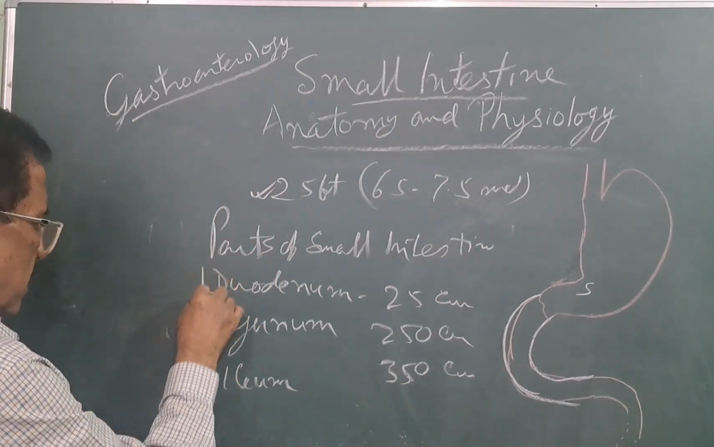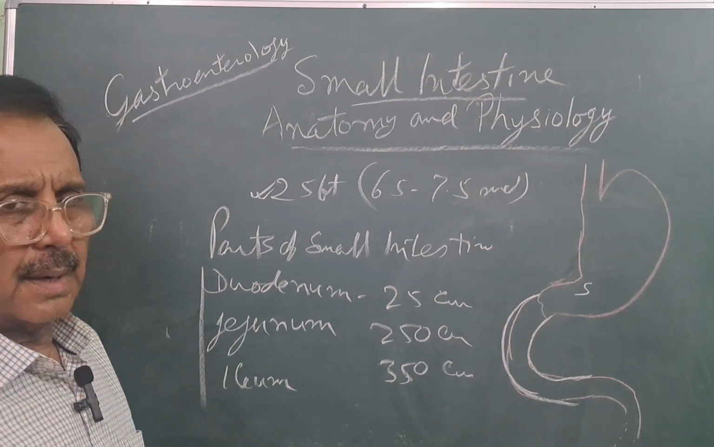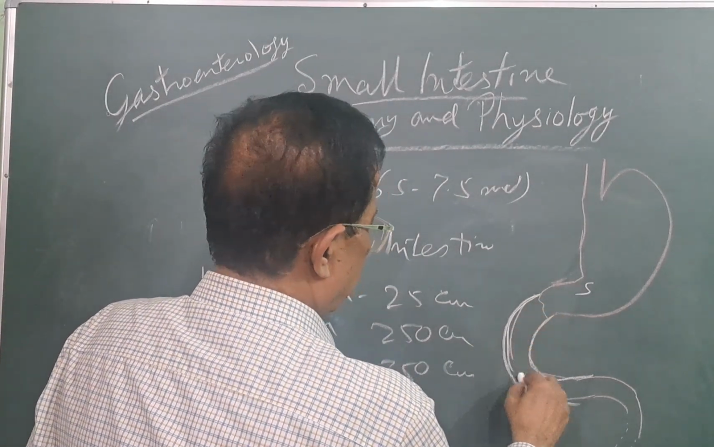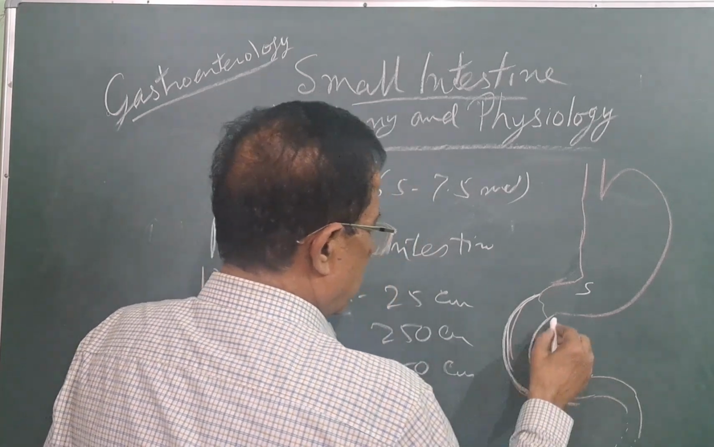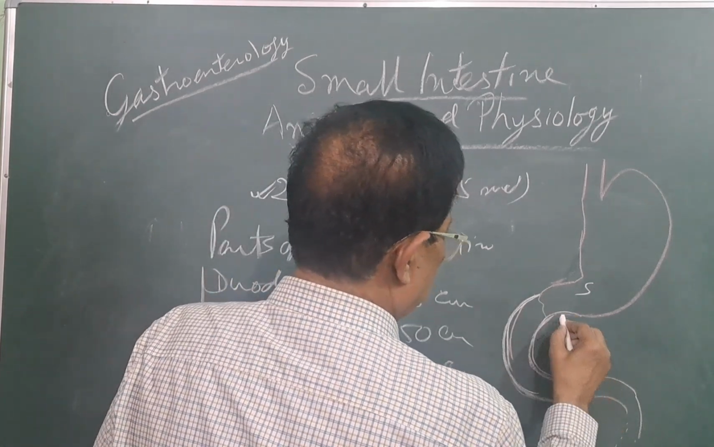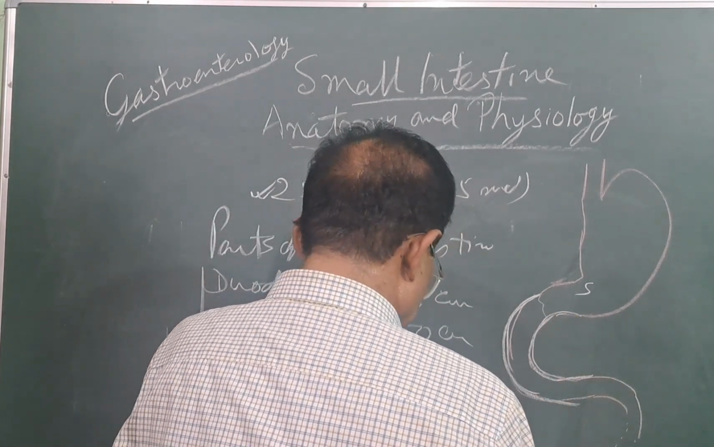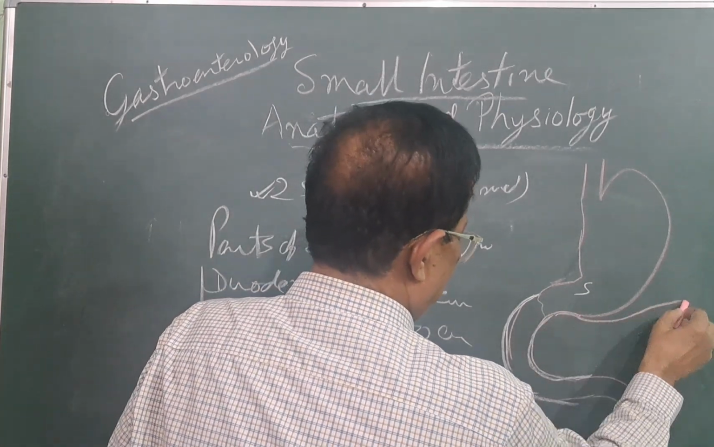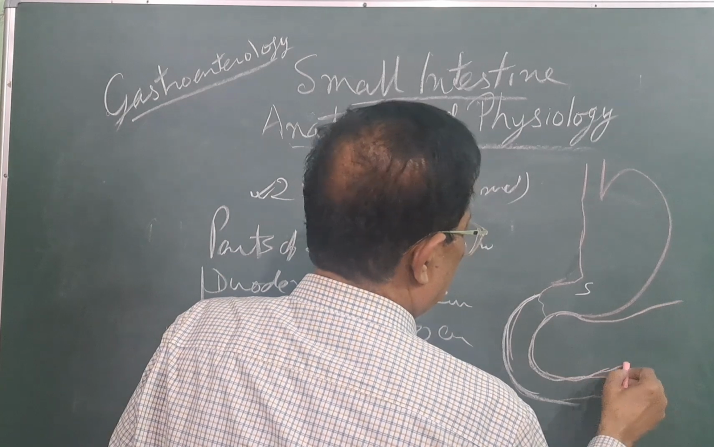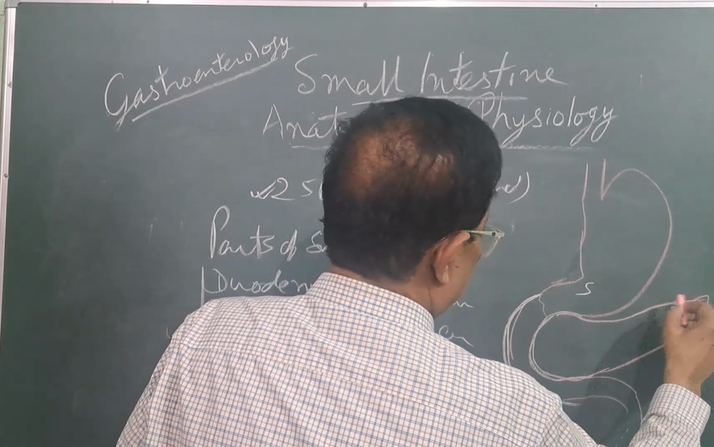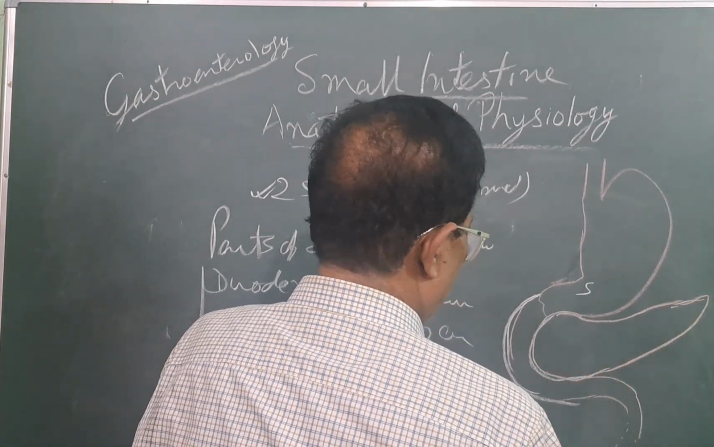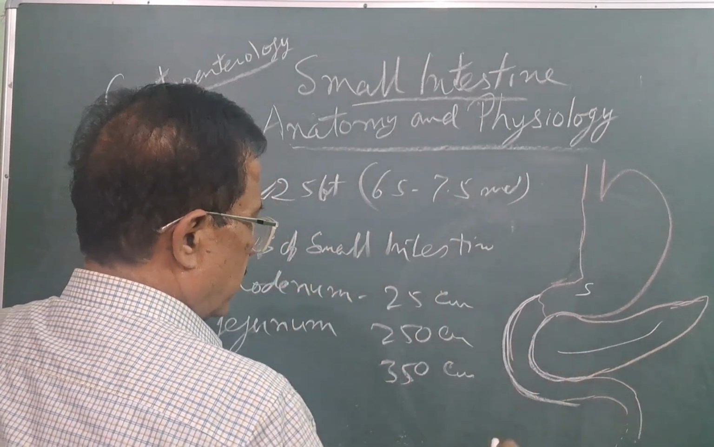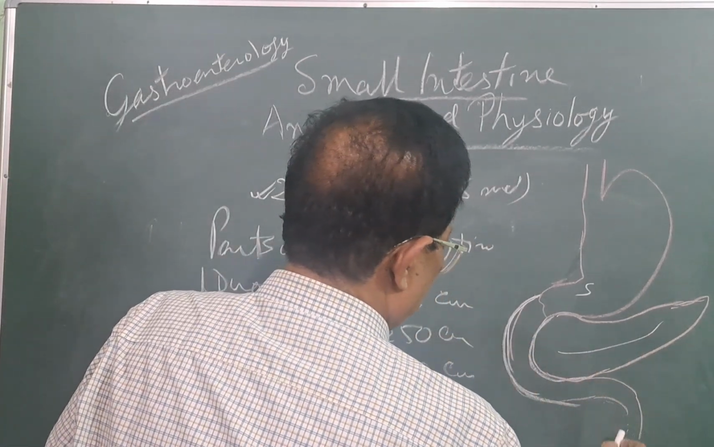This is duodenum, jejunum and ileum, the three parts of a small intestine. The first part is the duodenum. It is a C-shaped structure, and in this C-shaped structure the head of the pancreas is present. This is the pancreas. Its ducts open into the duodenum, and then it is continuous with the jejunum.